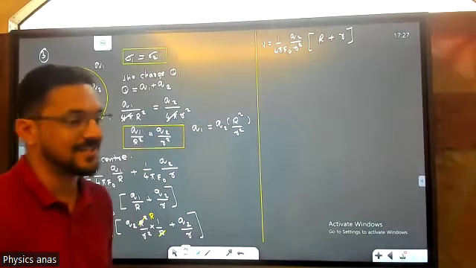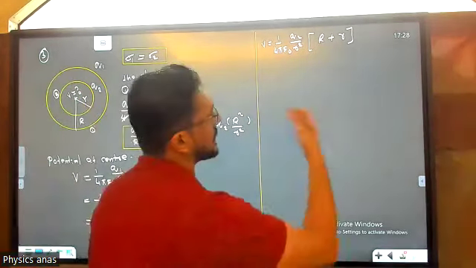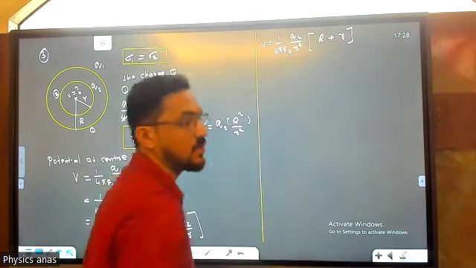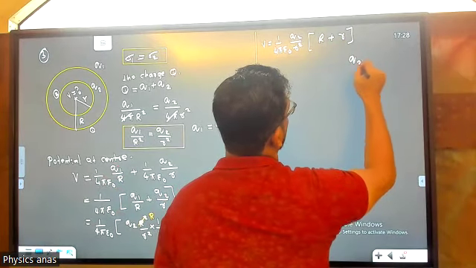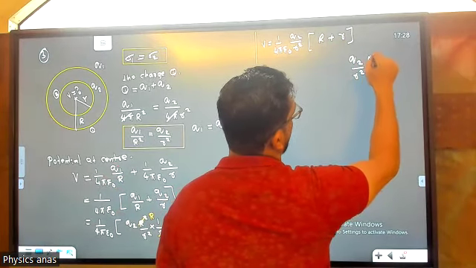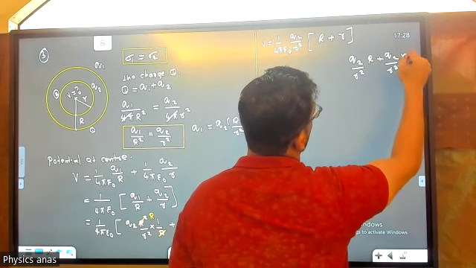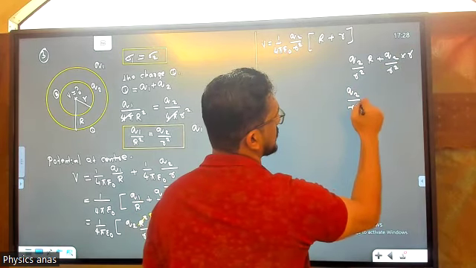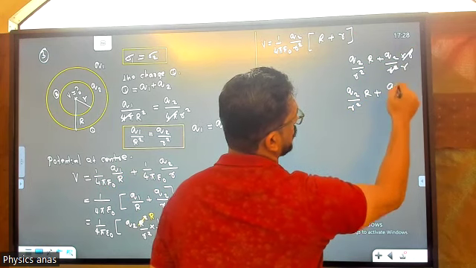I just didn't multiply it. Or you can understand it in another way. Just multiply this into the bracket. What will you get? If you multiply this into the bracket, you will get Q2 by R square into R plus Q2 by R square into R. What is the answer? You will get Q2 by R square into R plus this R will be gone. That means Q by R.